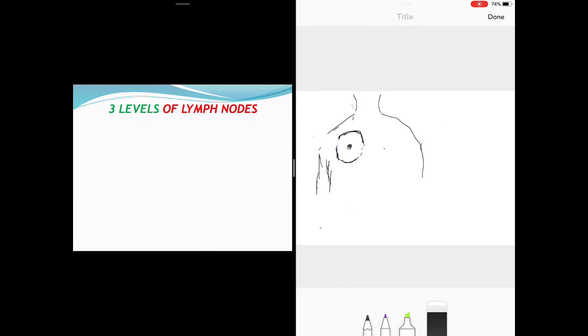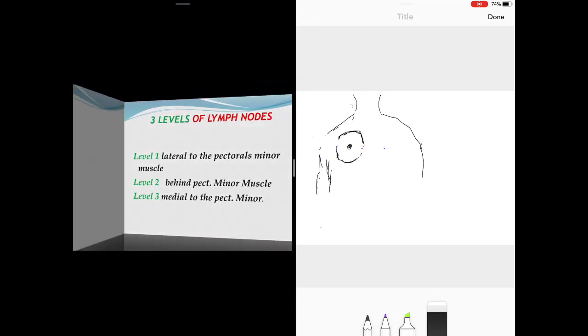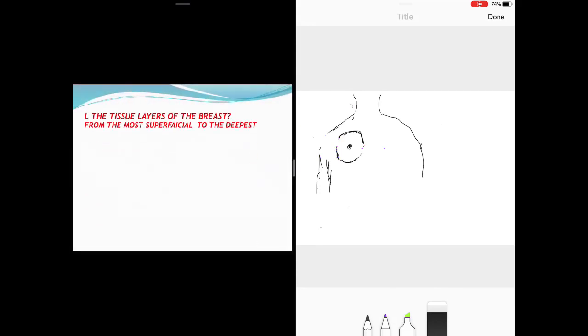We can classify the lymph nodes according to levels: level 1, level 2, level 3. When I do a mastectomy, I do a total mastectomy and axillary clearance up to level 2 or up to level 1. What does that mean? Level 1 means the lymph nodes are located lateral to the pectoralis minor muscle. Level 2 means the lymph nodes are located behind the pectoralis minor muscle. Level 3 is medial to the pectoralis minor muscle. This is the advanced stage, going to level 3, medial to the pectoralis minor.